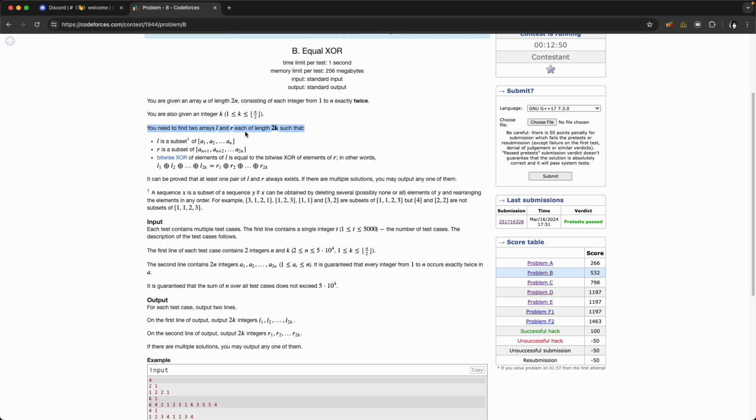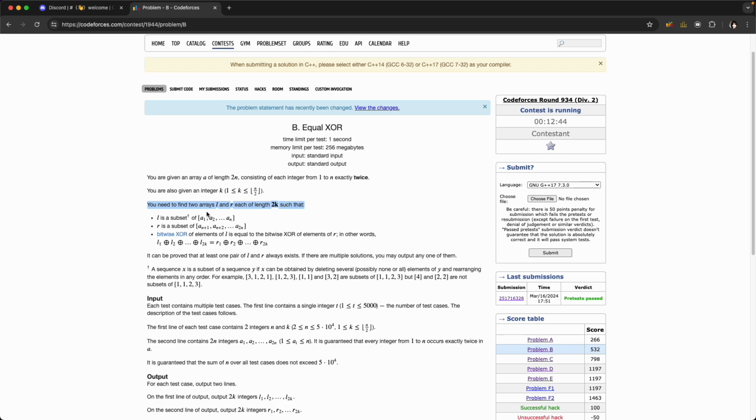Our task is to find two arrays L and R, each of length 2k, such that L is a subset of A1, A2 to An, and R is a subset of An+1, An+2 to A2n. And the bitwise XOR of the elements in L is equal to the bitwise XOR of the elements in R. In other words, L1 XOR L2 XOR until L2k is equal to R1 XOR R2 XOR until R2k.